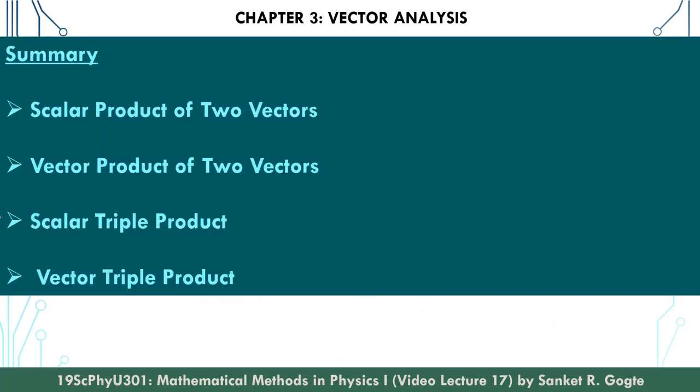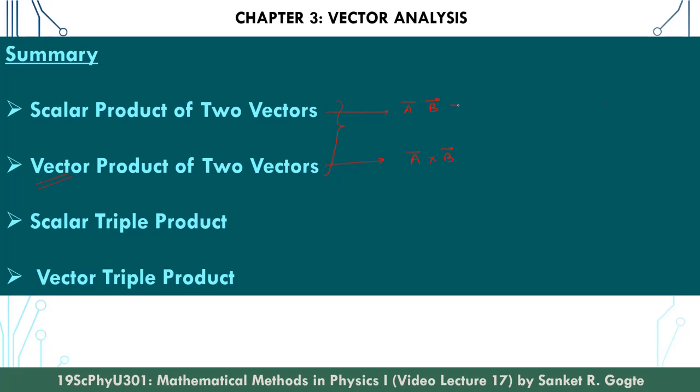Let's quickly summarize. We have seen the two ways to multiply two vectors. In this first way, it is called the dot product, and by definition this dot product gives a scalar as the output, and therefore it is called the scalar product of two vectors. Whereas in this second case, which is denoted as A cross B, the output is a vector quantity, and therefore it is called the vector product of two vectors.